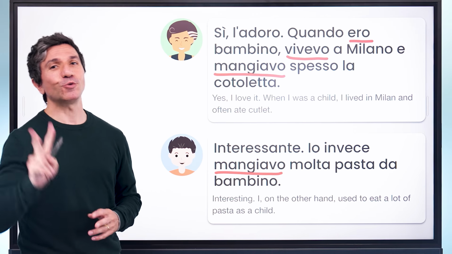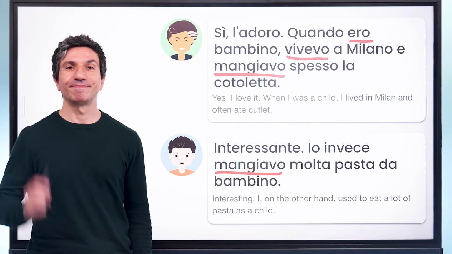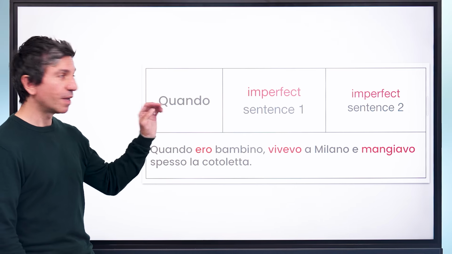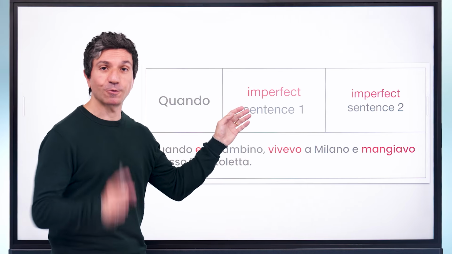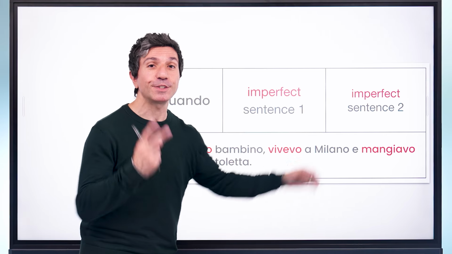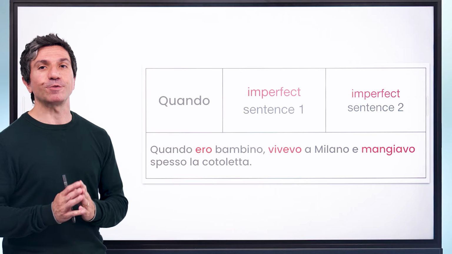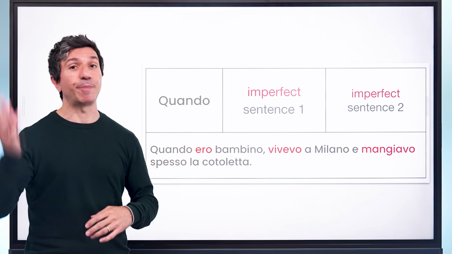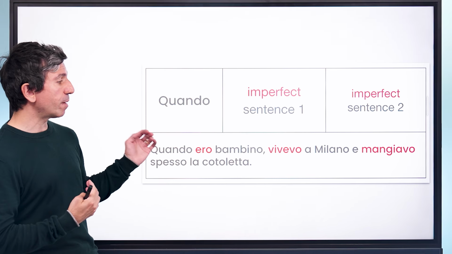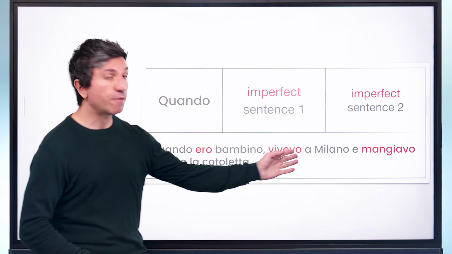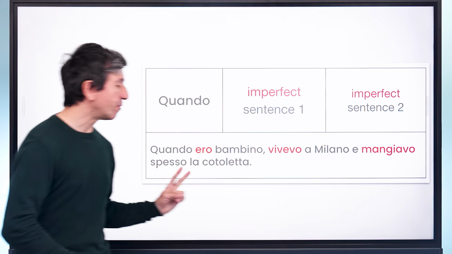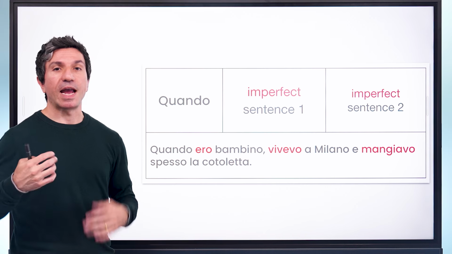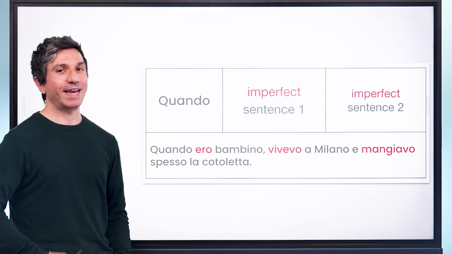We have learned 2 useful sentence patterns. The first line follows this pattern. Quando plus imperfect sentence 1, comma, imperfect sentence 2. This is used to describe two things that were happening at the same time in the past. Quando ero bambino, vivevo a Milano e mangiavo spesso la cotoletta. When I was a child, I lived in Milan and often ate cutlet.